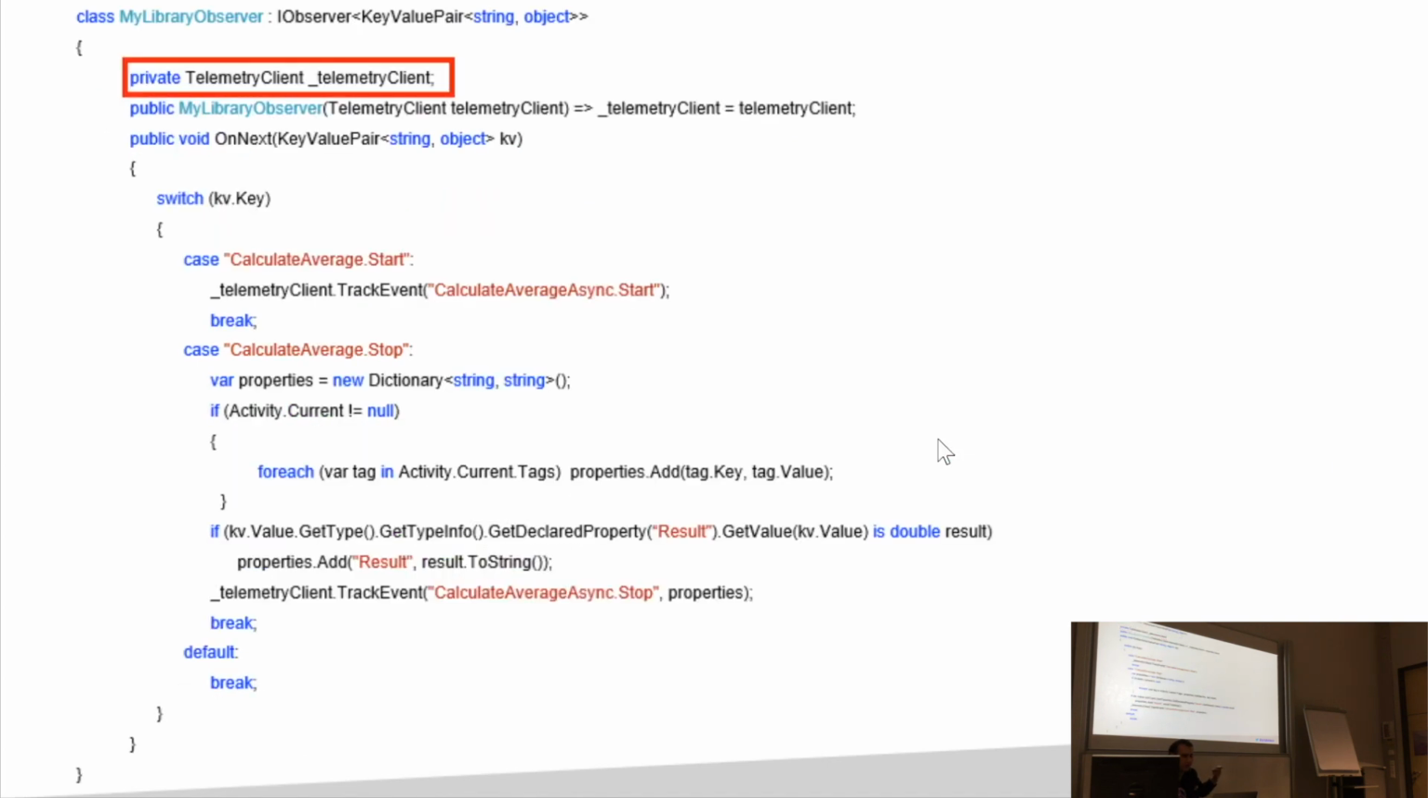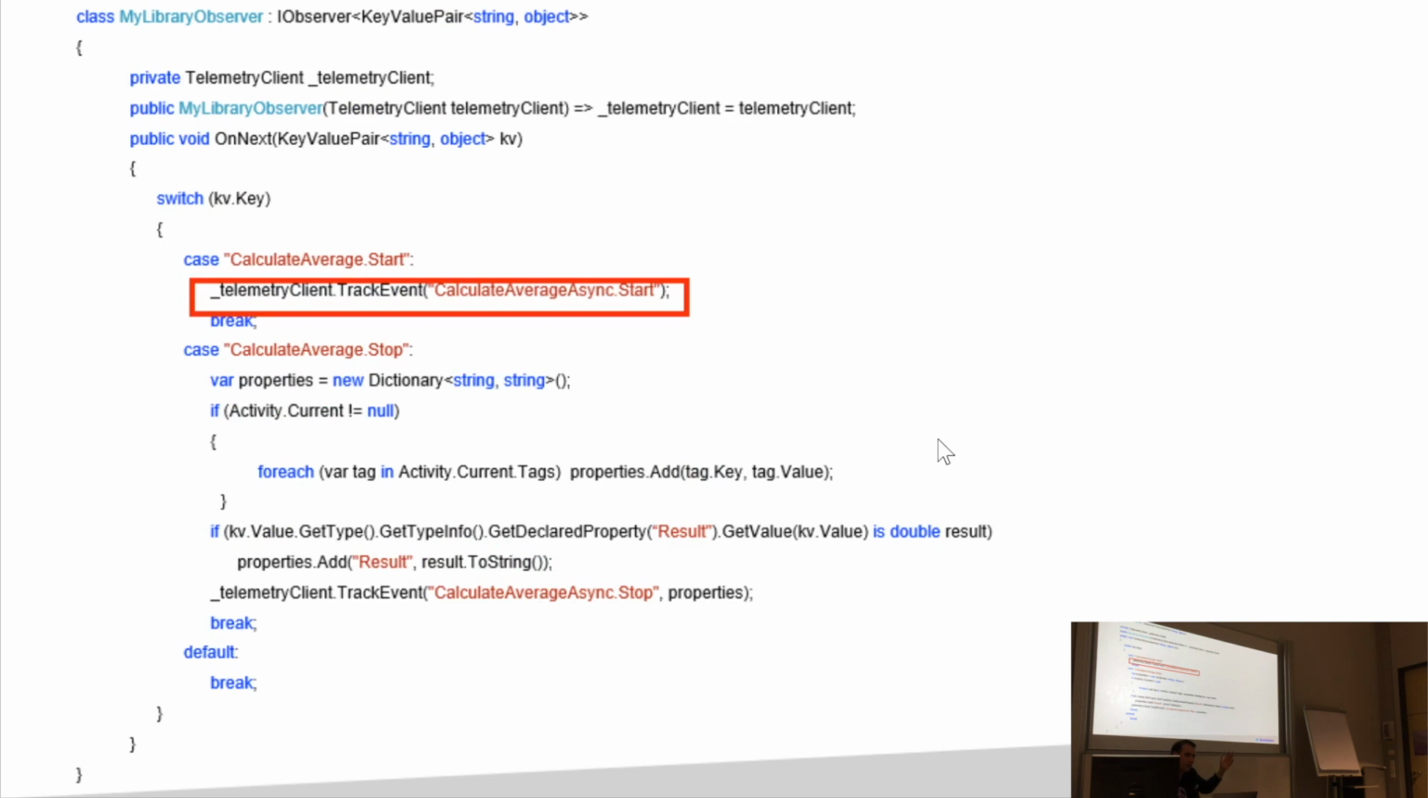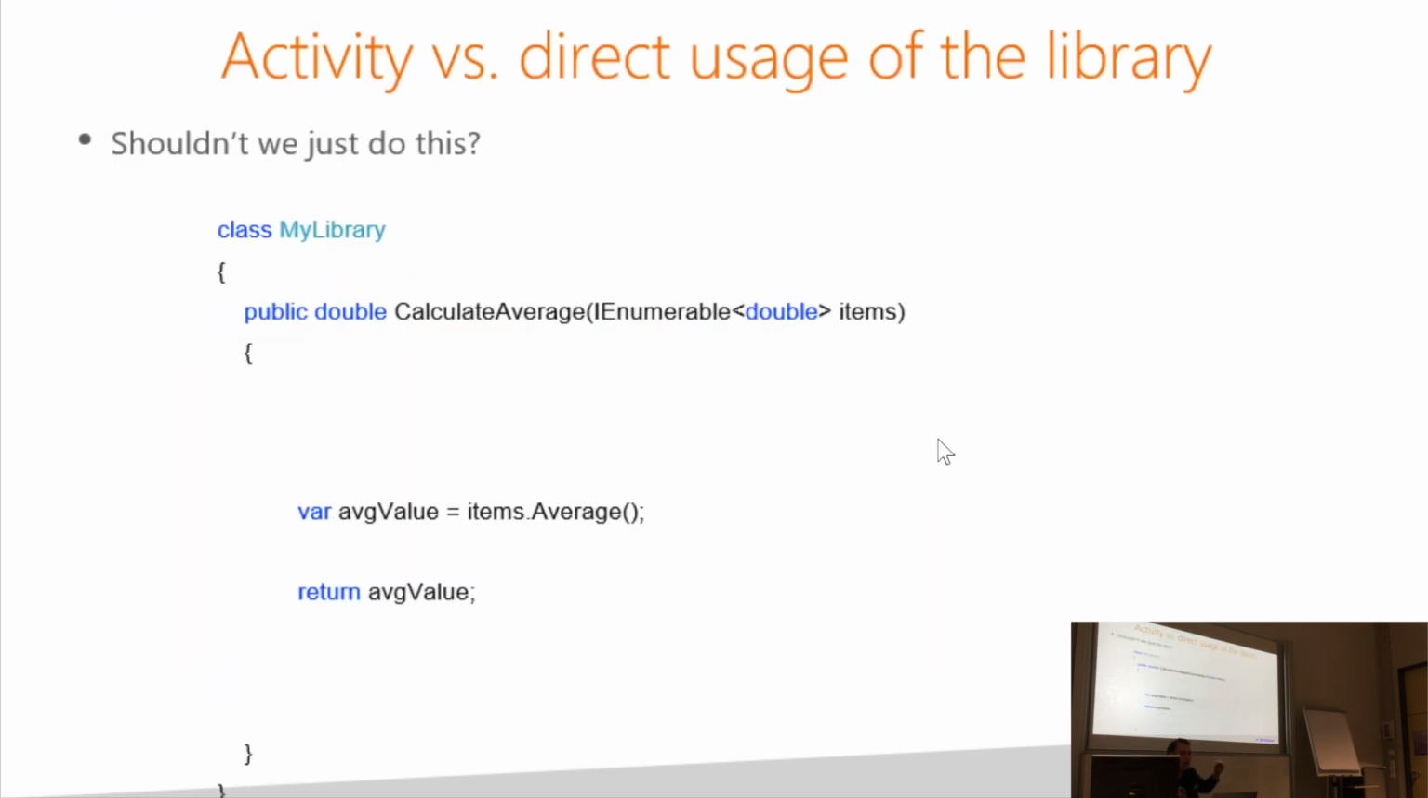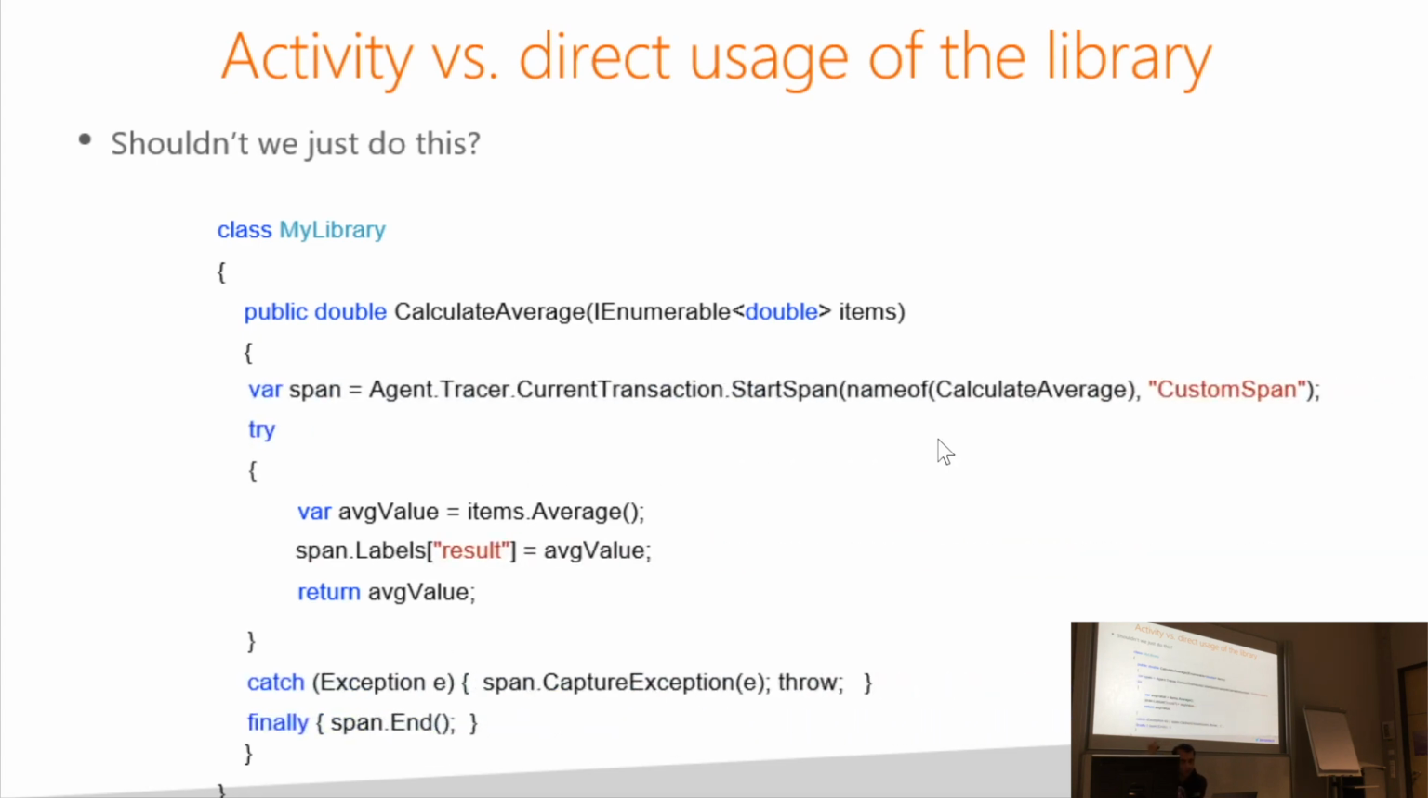This slide doesn't really matter. Or with that application itself, you could use the telemetry client. But then the question is, should you use an activity or should you use the API of the Elastic APM client? Because you could. So in the previous slide, I started an activity, but you could also do this, right?